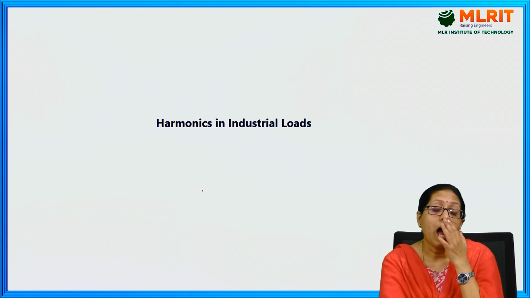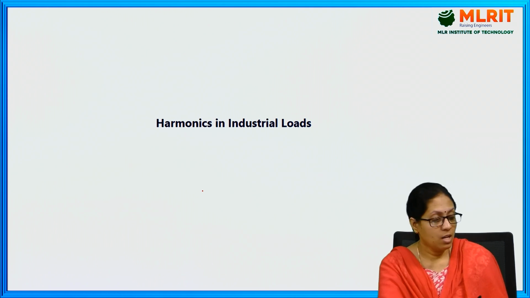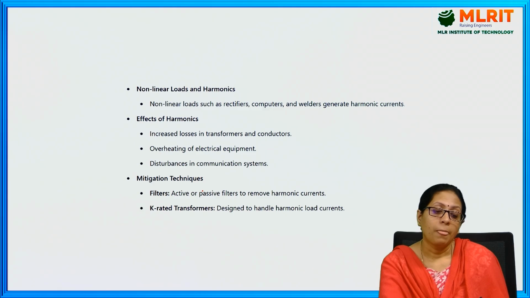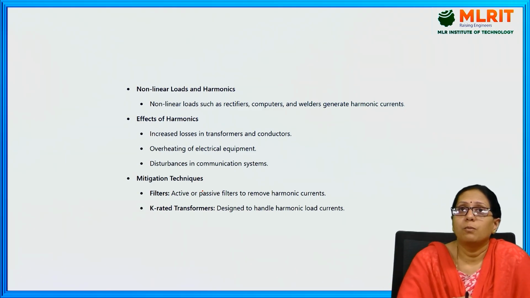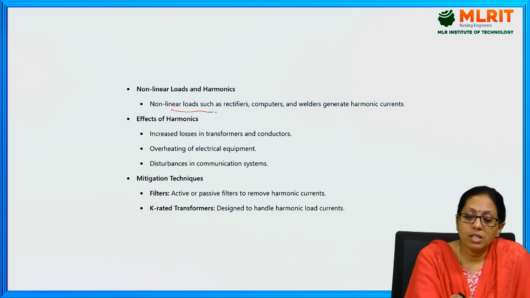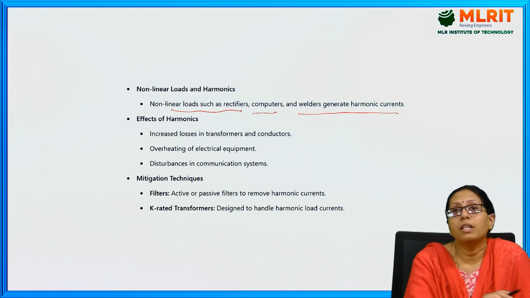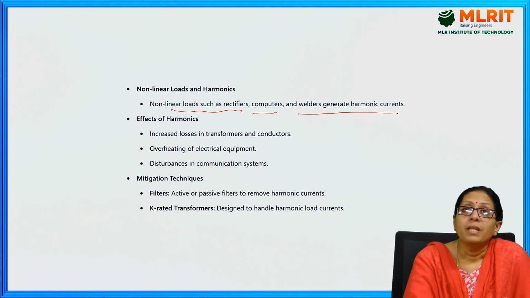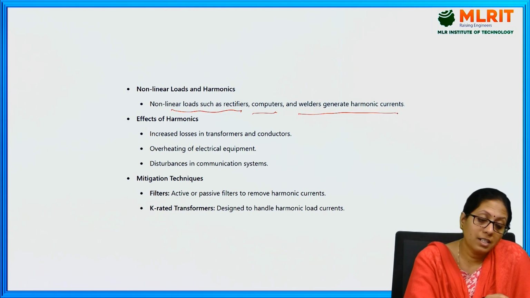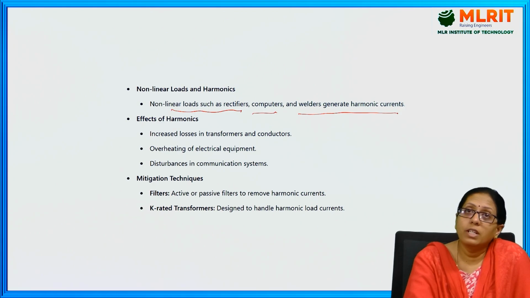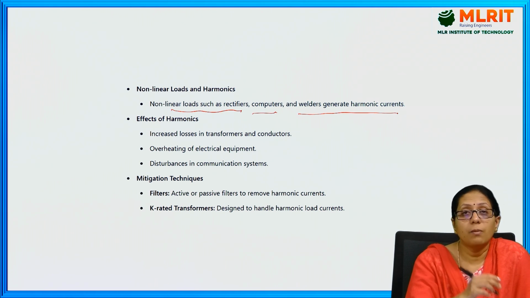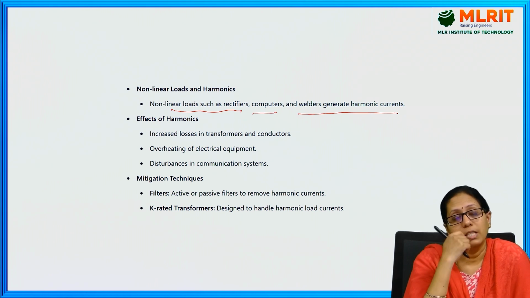Next one is harmonics in industrial loads. What are the harmonics in industrial loads? Here there are nonlinear loads and harmonics. Nonlinear loads such as rectifiers, computers and welders generate harmonic currents. As I previously said, as the current drawn differs, the voltage changes. When the voltage changes, harmonics may occur, which will disturb the overall efficiency of the system.